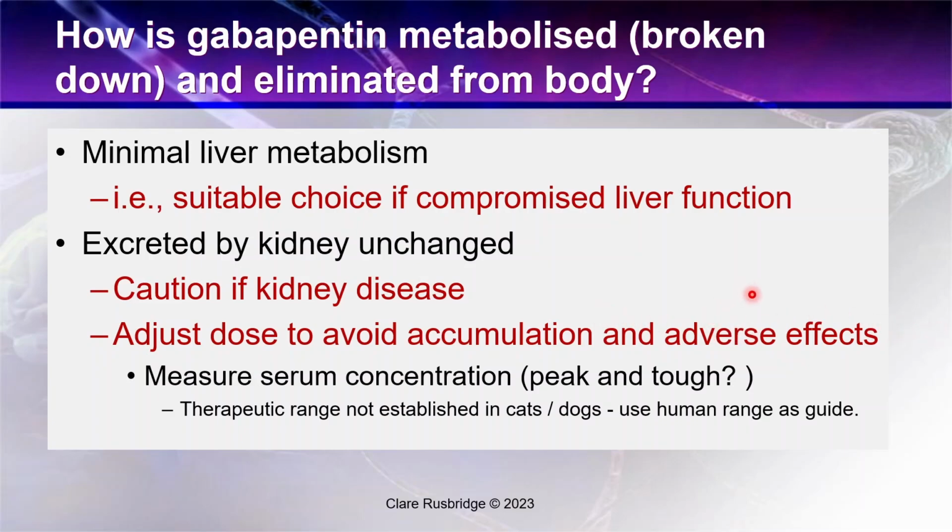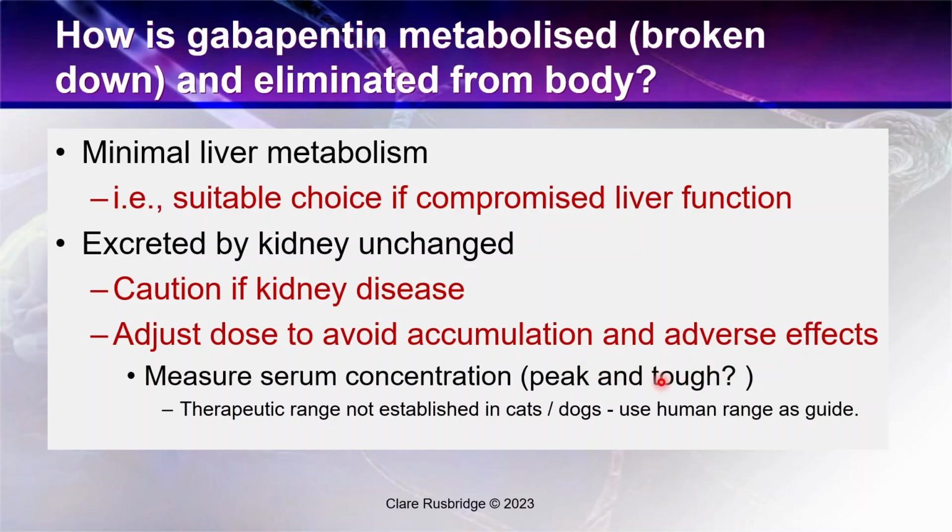And so if the animal has abnormal kidneys, if you do have to use it, if there really isn't a better choice, then what I advise is that you measure the serum concentration. You can do that through human labs. And what I would prefer is to measure the peak. So that's 1 to 2 hours after dosing. If you've just given the drug, then 2 hours after dosing. If the animal's been receiving it for some time, then 1 hour after dosing.